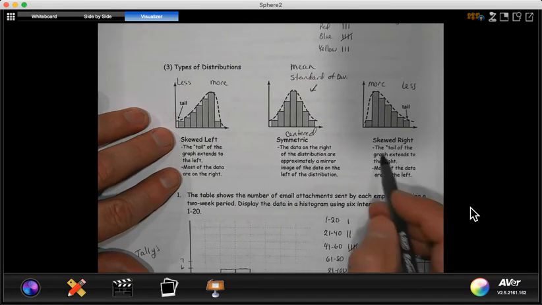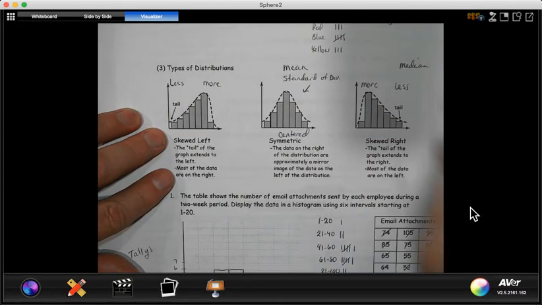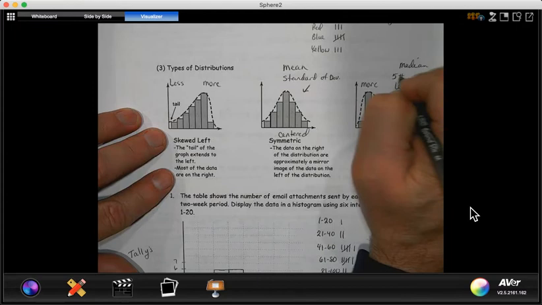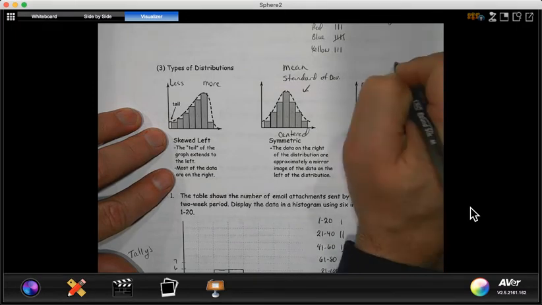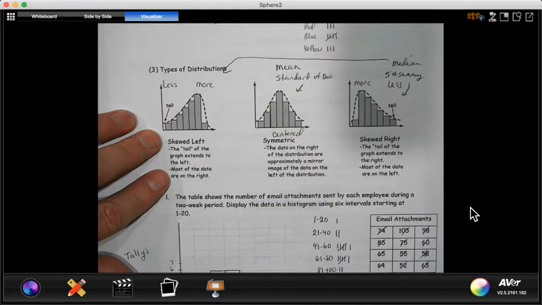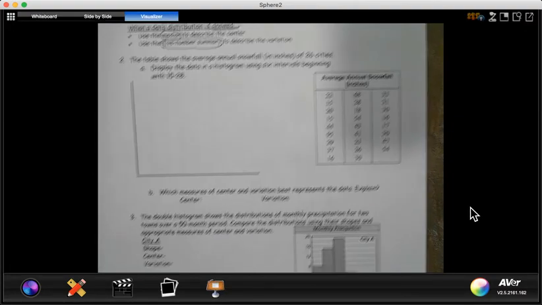So when it's skewed, you want to use the median and the 5-number summary. So we'll add that to our notes.